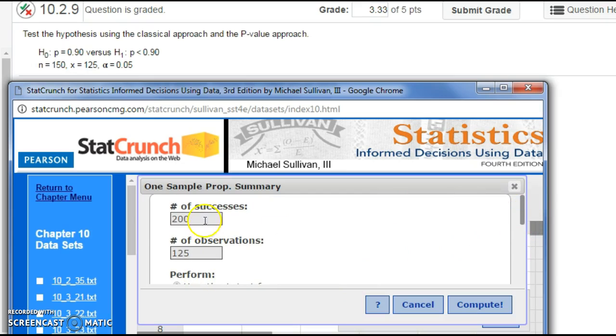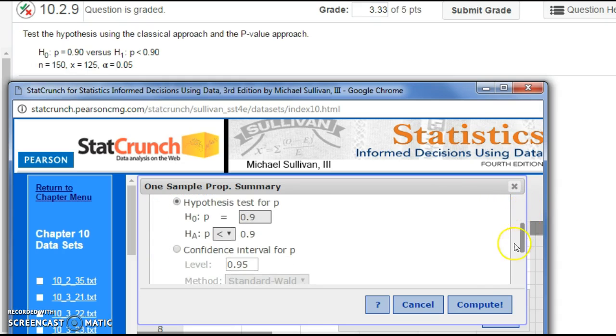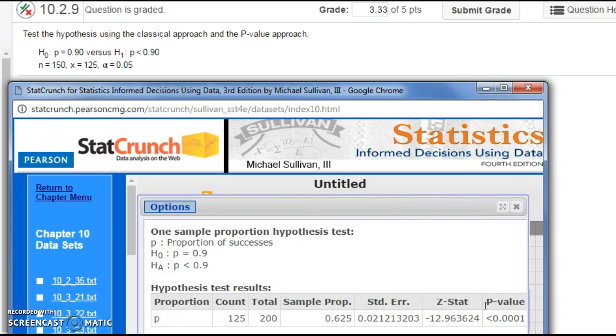I entered in my data backwards here. We had 125 successes out of the 200 total we sampled. And so we're doing our hypothesis test. The probability of getting a sample as rare as we did, if 90% is true, is told right here in our p-value. It's less than 0.001. So out of 1,000 samples, it is going to happen one time out of 1,000. But that's really, really rare. What are the chances that we got that sample?